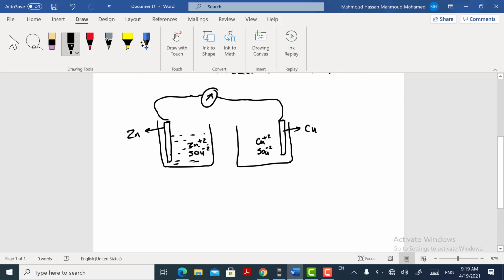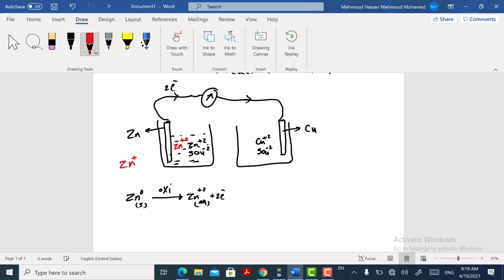Why? Firstly, at the zinc electrode, an oxidation process takes place, giving us zinc ion and two electrons. These two electrons move through the wire toward the copper. Since the oxidation takes place, we will find an increase in the concentration of zinc ions.